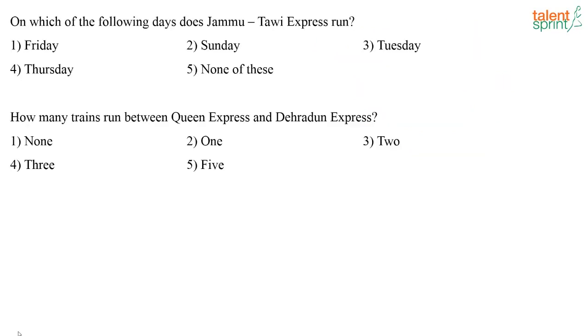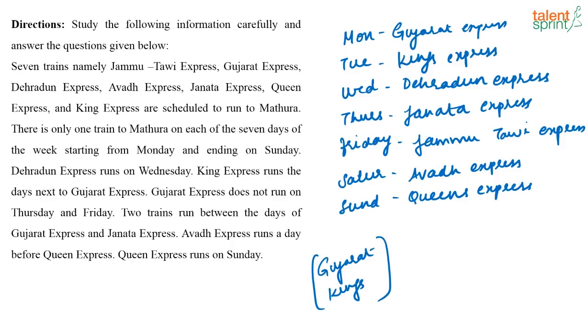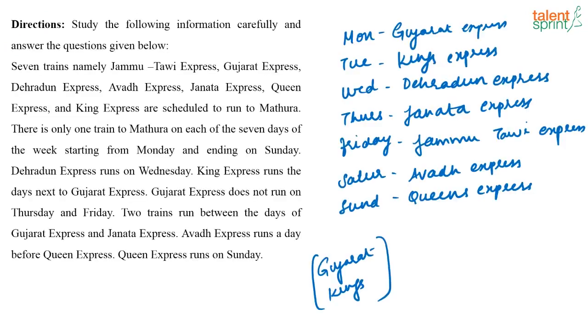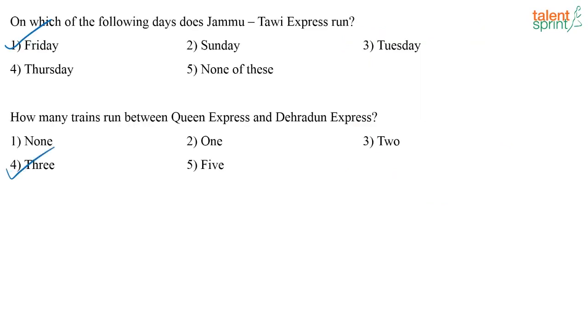Again, a very, very easy set it was. On which of the following days does the Jammu Tawi Express run? It runs on a Friday. Correct answer is option 1. How many trains run between Queen's Express and Dehradun Express? You have 3 trains running between Queen's Express and Dehradun Express. 3. Okay, good. Yes, the first one the answer is Friday and the last one the answer is 3.